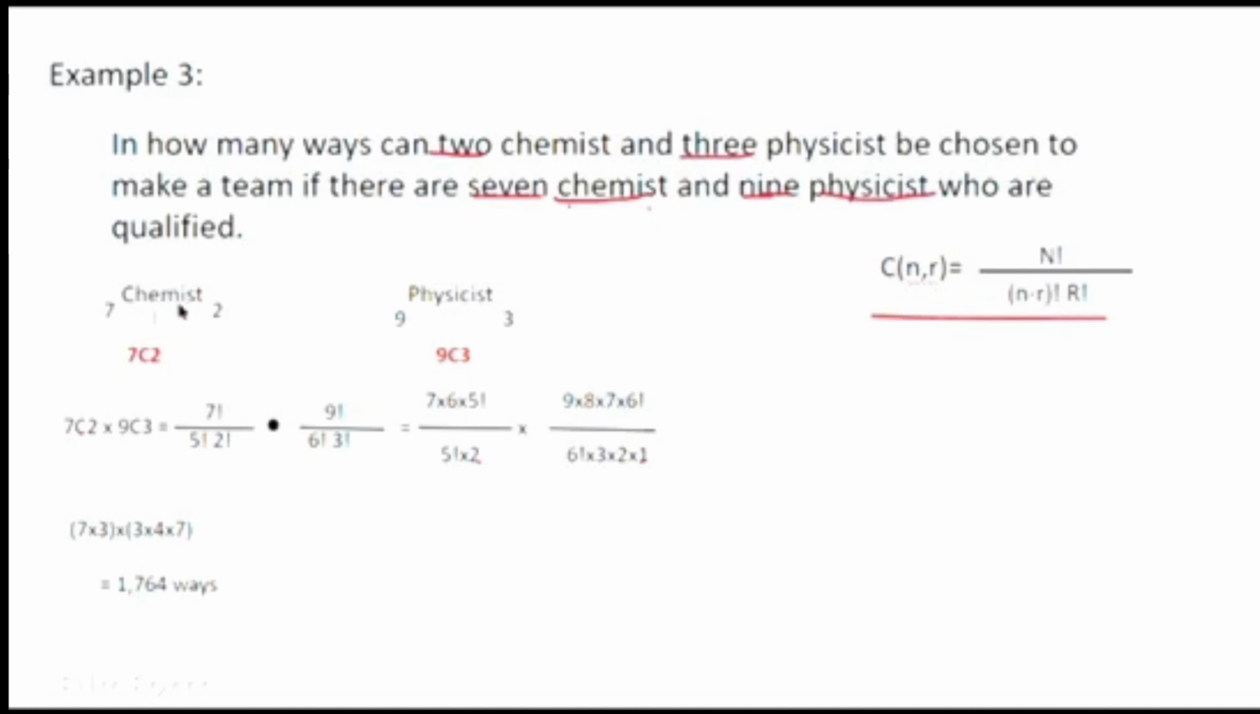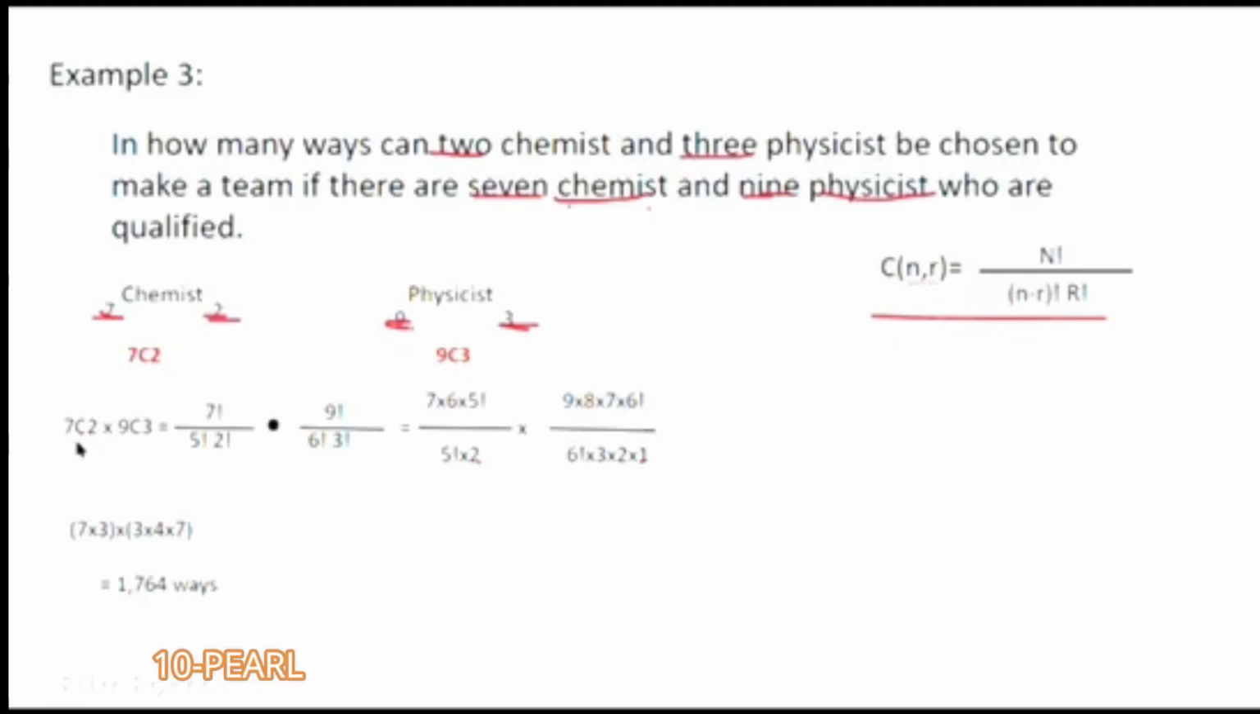Out of 7 chemists, we will choose 2, and out of 9 physicists, we will choose 3. So for the chemists, our n is 7 and our r is 2. For the physicists, our n is 9 and our r is 3. So, 7 combination 2, and 9 combination 3. We multiply them, and we simplify the formula for each.